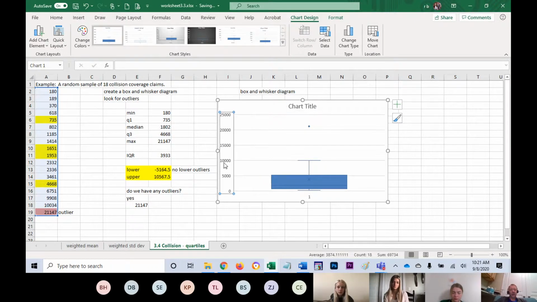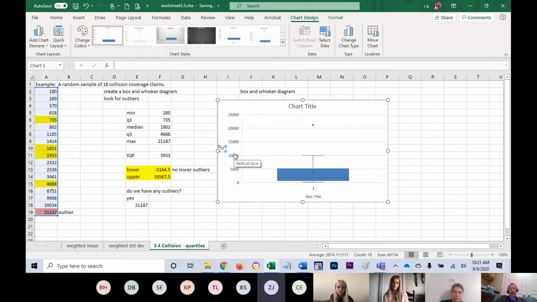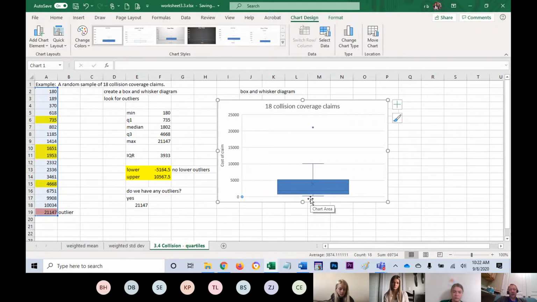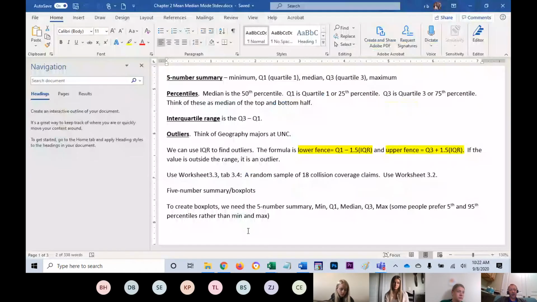Number one, you need to have a scale. So we need to label our scale, and this will be cost of claim, and these are going to be 18 collision coverage claims. I don't really need that or this. So the idea here is, in fact, maybe I'll just go to here for a minute.